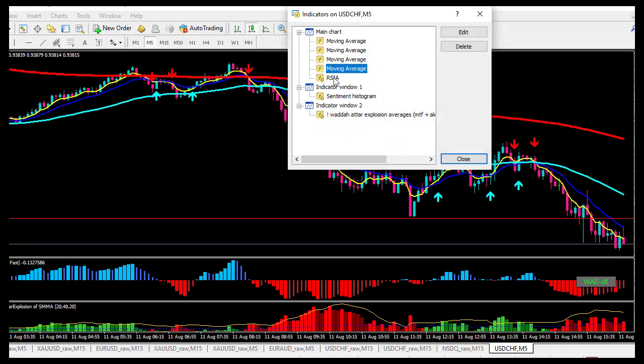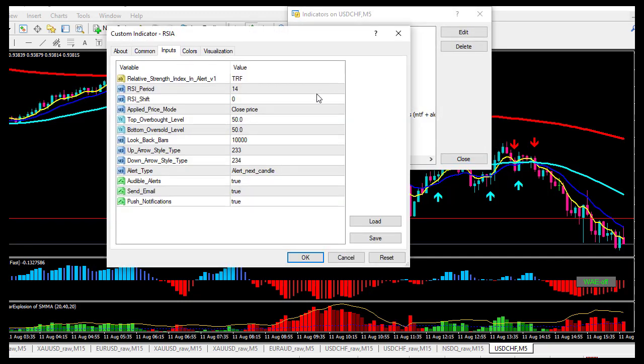So the other indicator I have here is the RSI indicator. RSI method is 14, and make sure you change this once you have your own copy. This is not the default setting. Make sure you change it to what you see right now on my chart. RSI period is 14, then top over bot is 50, look back bars is 1000, and every other thing.